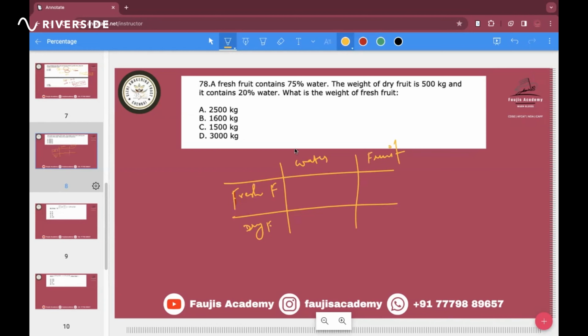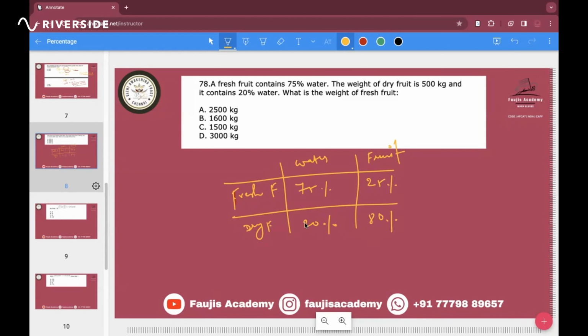A fresh fruit contains 75% of water. Now tell me what will be the fruit content. 25%, sir. Good, very good. The weight of dry fruit is 500 grams and it contains 20% of water. Dry fruit, water content is 20. What will be the fruit content? 80%, sir. 80%. Good.